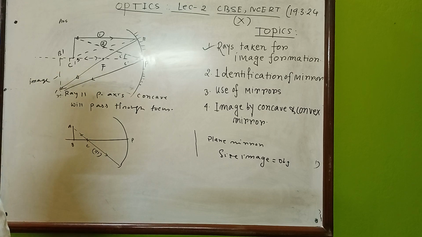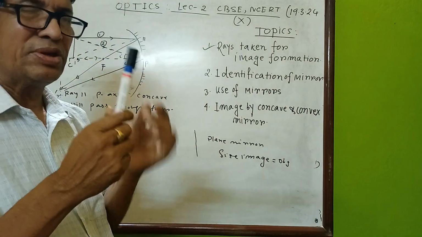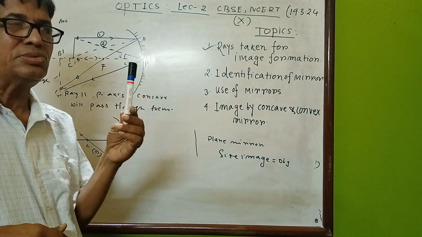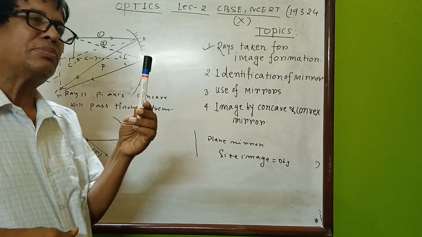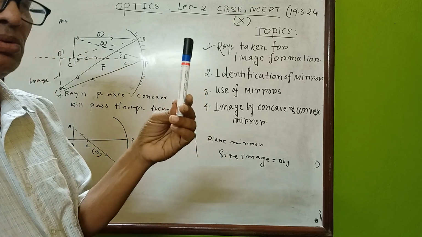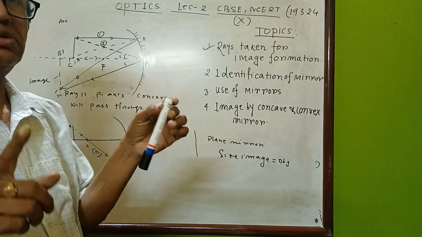Now children, if it's a concave mirror and you hold the mirror very close to your face, you get an erect, enlarged image. As you take the mirror away from your face, you will get an enlarged image of your face, no doubt, but inverted. Then it is the concave mirror.